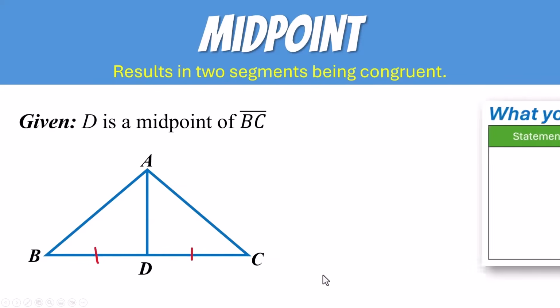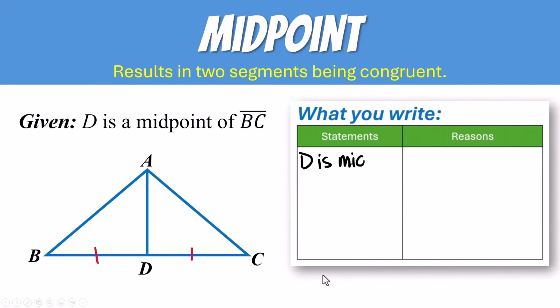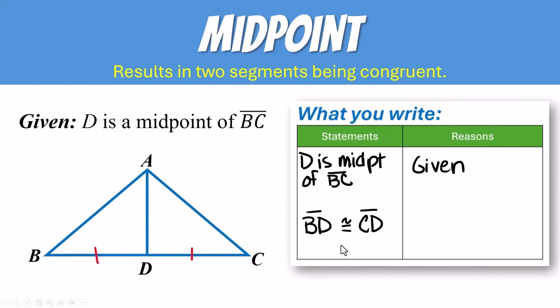They are congruent. In your proof, you have to start by stating the given information. You can't use the idea of a midpoint unless it's already written down here. That is given. And now we can use it. BD is congruent to CD, and the reason is definition of a midpoint.